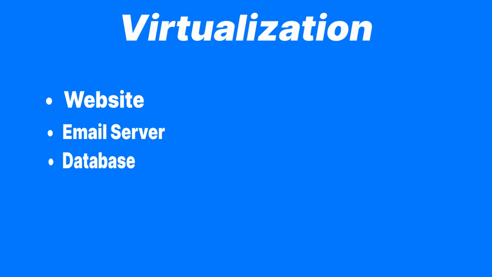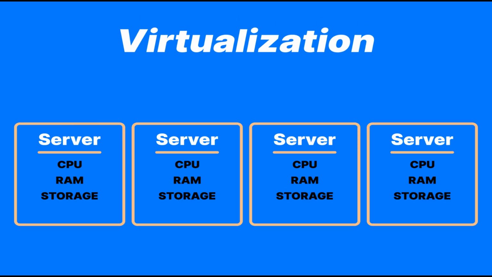Let's say that we have a company that has a website, an email server, a database, and an app. Traditionally, the company will need 4 different servers to run them, since the applications might have conflicting software requirements and resources like CPU, RAM, and storage might not be shared efficiently.